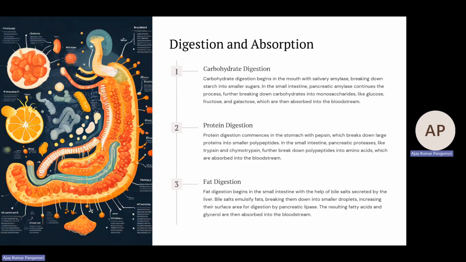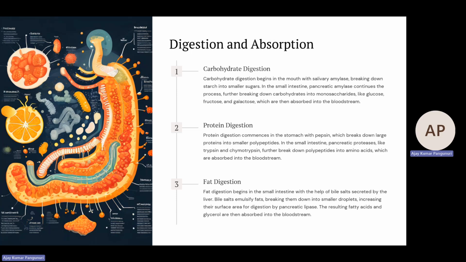Digestion and absorption. Carbohydrate digestion begins in the mouth with salivary amylase breaking down the starch into smaller sugars. In the small intestine, pancreatic amylase continues the process further, breaking down the carbohydrates into monosaccharides like glucose, fructose, and galactose, which are then absorbed into the bloodstream.